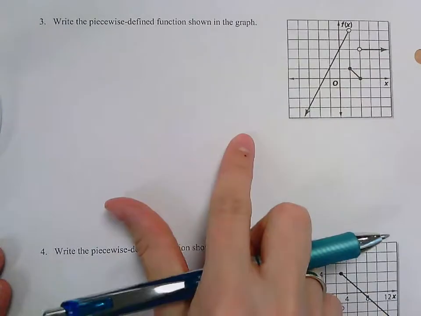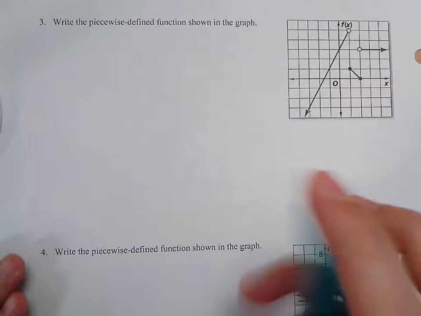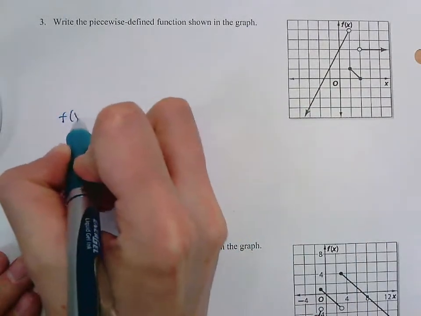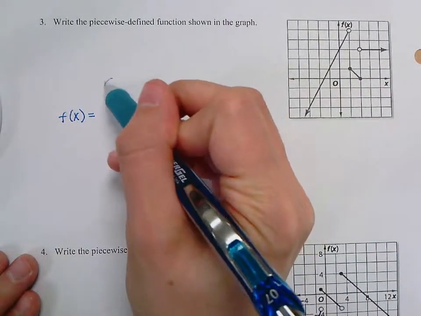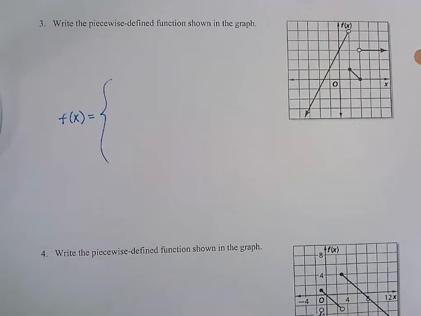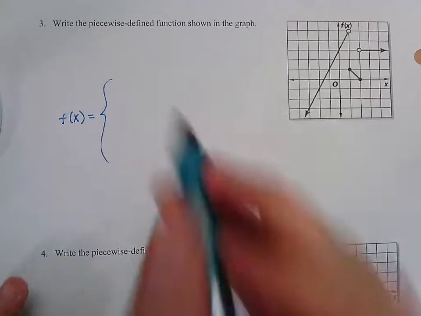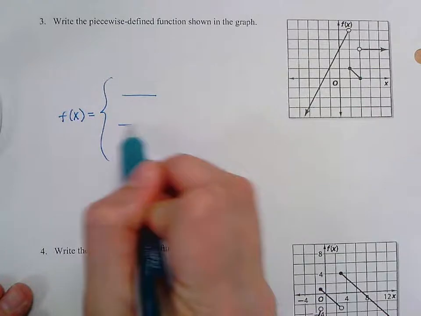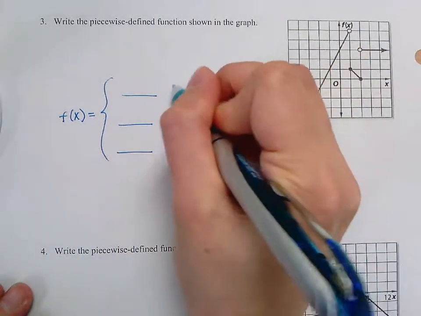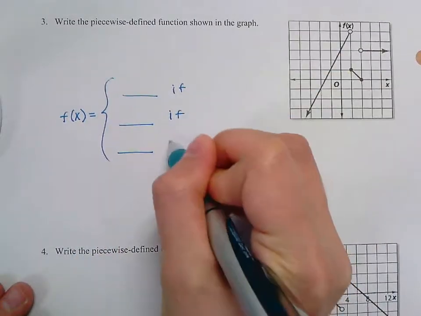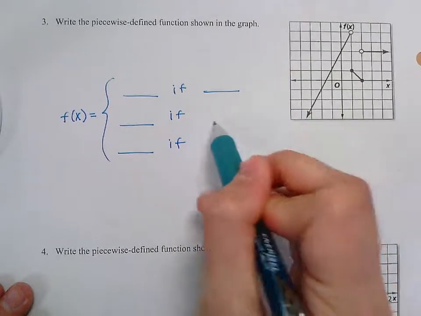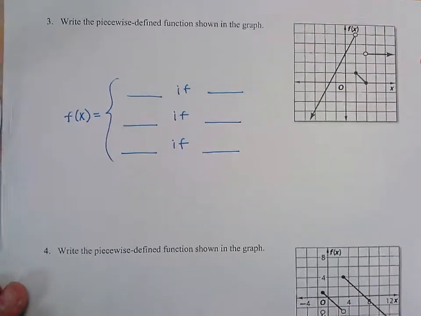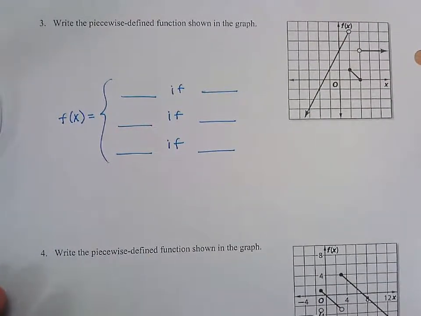Okay, so I'm going to set this up since I know there's 3 pieces. I know it's going to be f of x equals, and this is just for me, so I am organizing what I need to fill in. So I'm going to have 3 expressions, and then for each of those expressions, they have a domain, which is your inequalities for x.